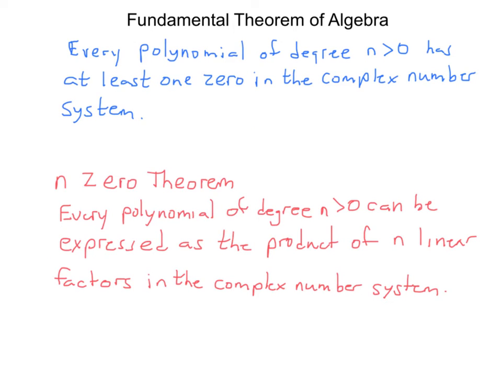Now we get to the fundamental theorem of algebra. This sounds big, and it is kind of a big one. The fundamental theorem of algebra is what you see in blue on this slide. And it says that every polynomial of degree n greater than 0 has at least one zero in the complex number system. So in other words, for every polynomial, I can find at least one complex number that will make the polynomial equal to 0. It could be a real number, something that shows up on the number line, or it could be a complex number, anything that has an i in it.